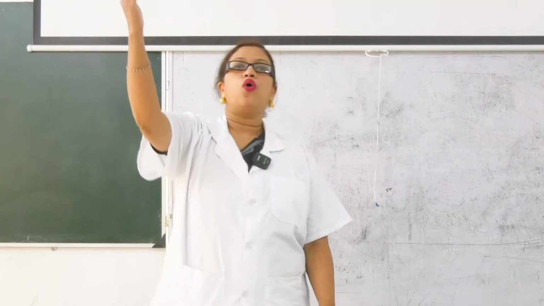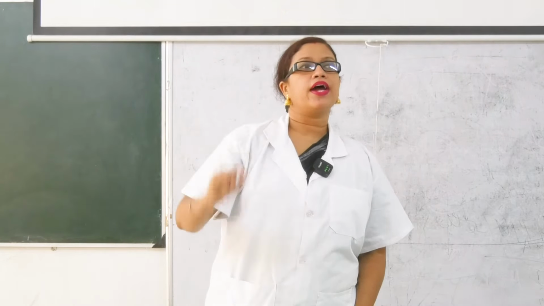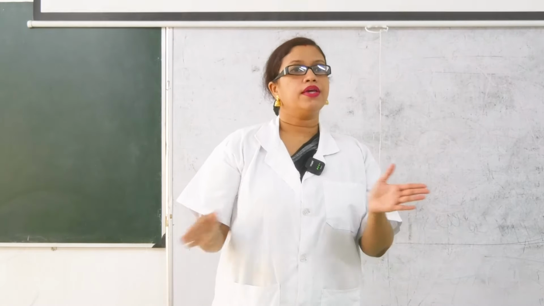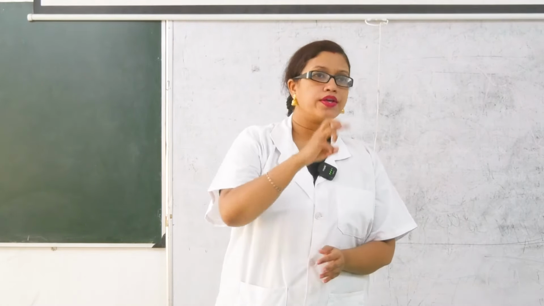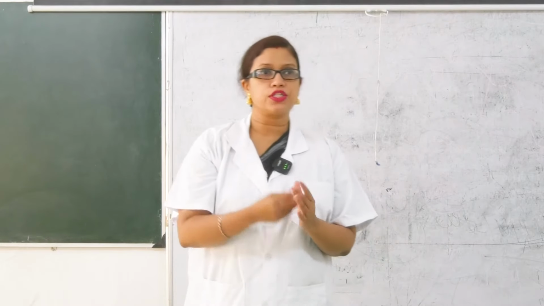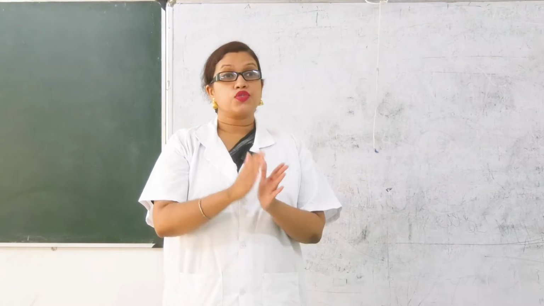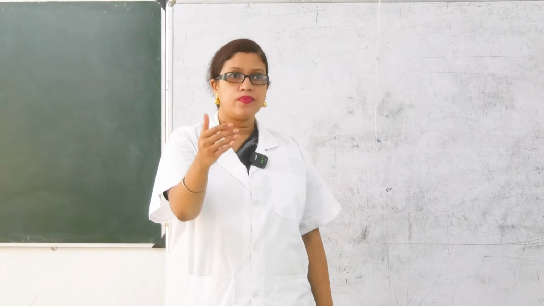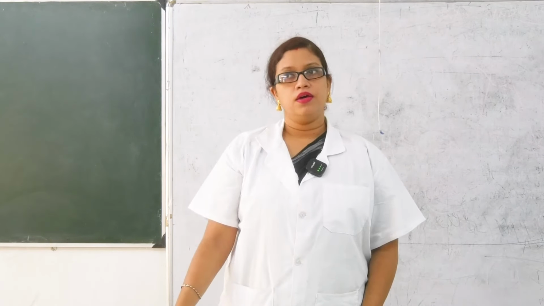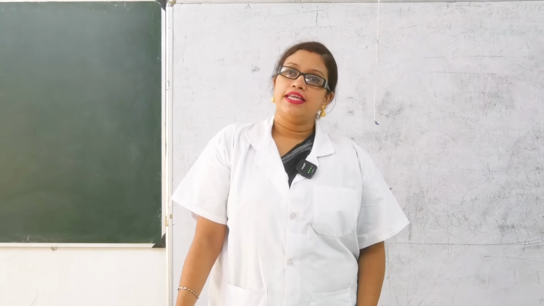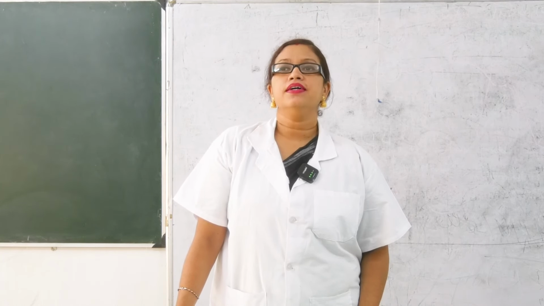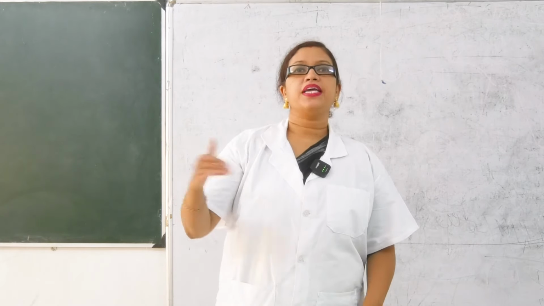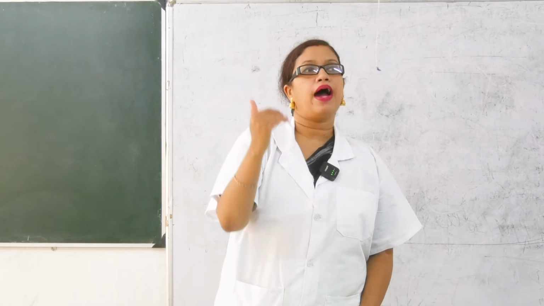The whole neural tube is divided into three parts. Which are they? First one is the prosencephalon, second one is the mesencephalon, and the last one is the rhombencephalon. So that means forebrain, midbrain, hindbrain.